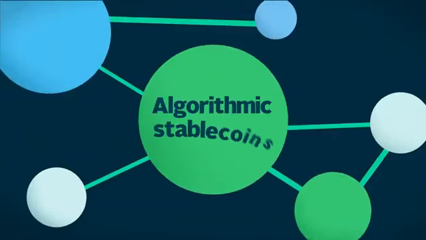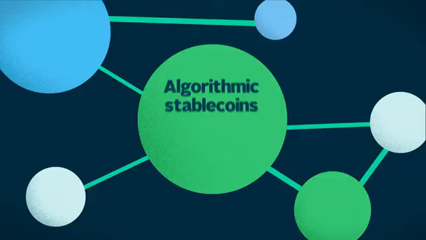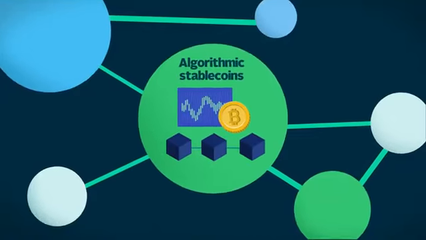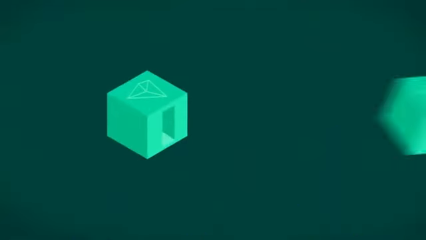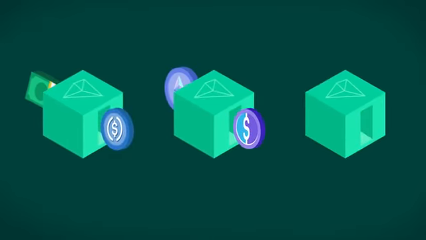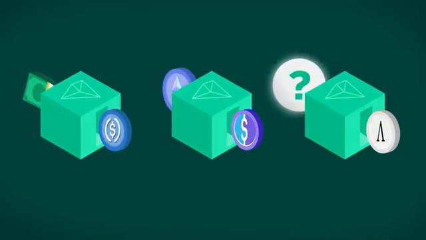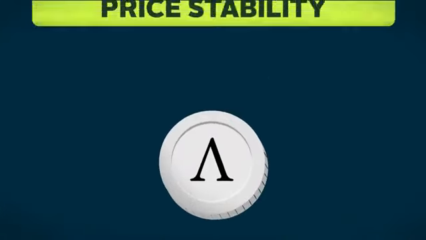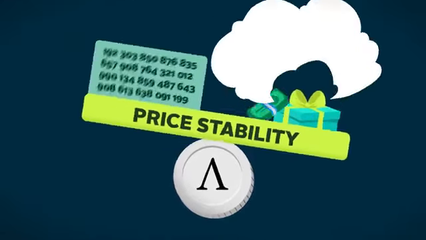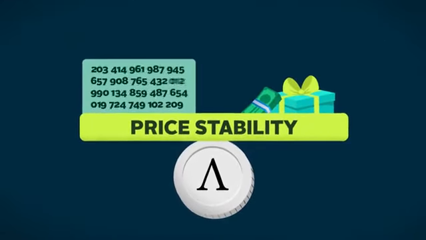The third category is algorithmic stablecoins, which are also meant to be decentralized in nature, but unlike over-collateralized stablecoins, they may or may not actually be backed by anything. Instead, they rely on algorithmic and incentive mechanisms to maintain their price stability.